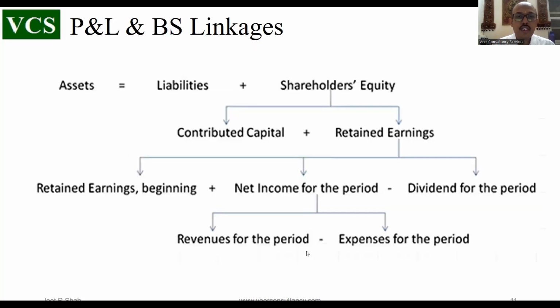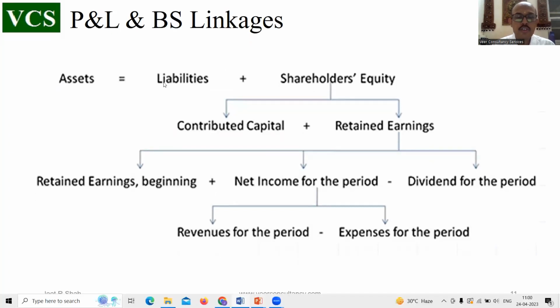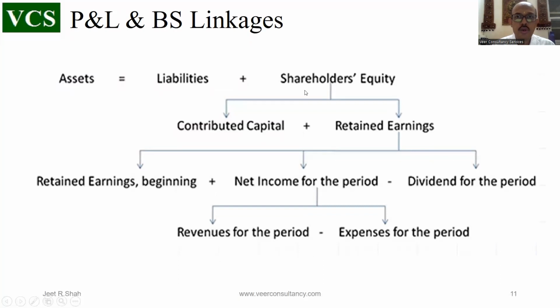It is critical to understand that all these financial statements are interconnected as shown in this slide, where we start with the accounting equation. So here we have assets are equal to liabilities plus the shareholders equity. Now the shareholders equity is broken into 2 parts: contributed capital, that is the equity share capital, plus the retained earnings, or what you call the other equity or reserves and surplus.